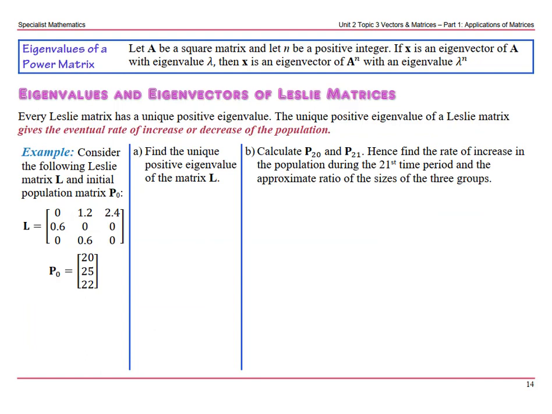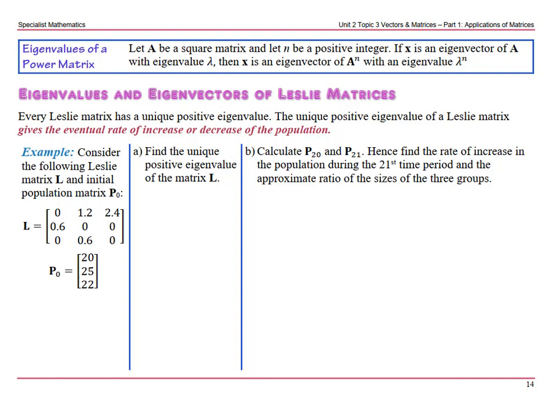Now, eigenvalues of a power matrix are very important. Let A be a square matrix and let n be a positive integer. If x is an eigenvector of A with eigenvalue lambda, then x is an eigenvector of A to the n with eigenvalue lambda to the n. Okay, so every Leslie matrix has a unique positive eigenvalue, and this is why we're looking at eigenvalues. The unique positive eigenvalue of a Leslie matrix gives the eventual rate of increase or decrease of the population. So it's going to give us our growth rate.